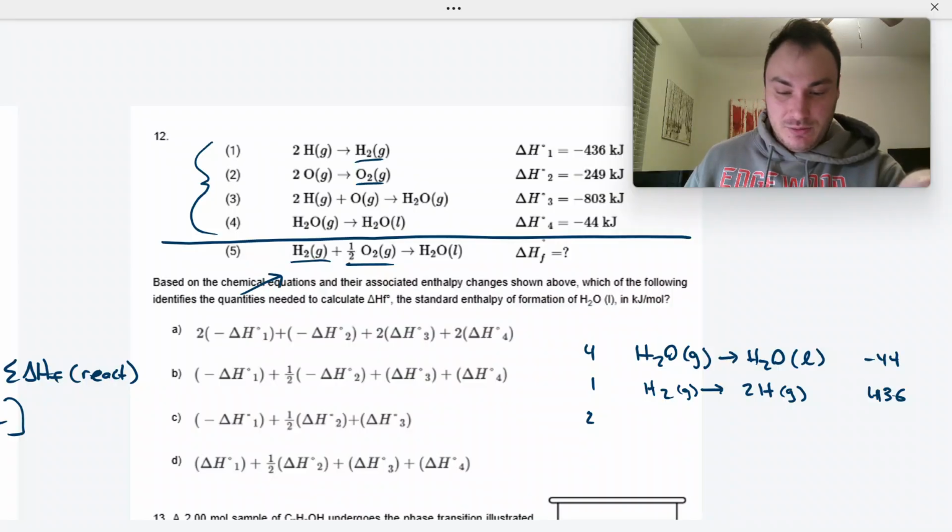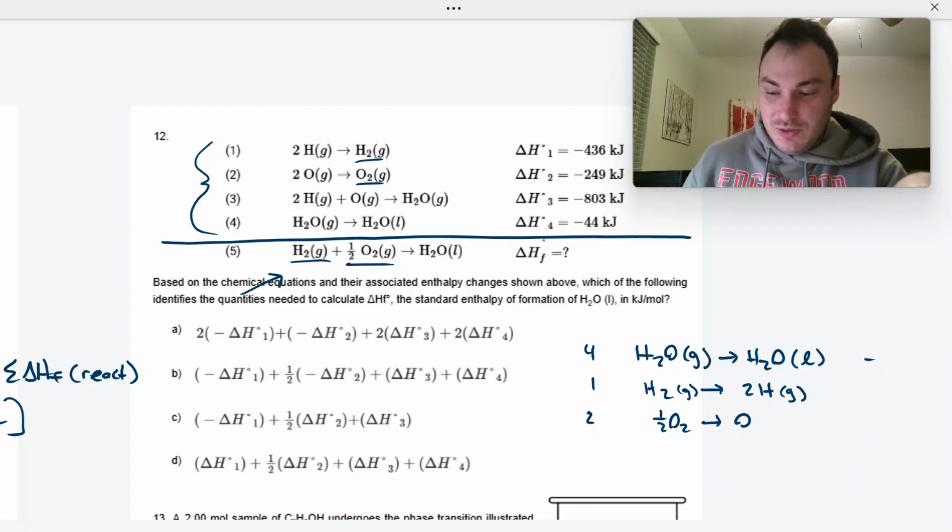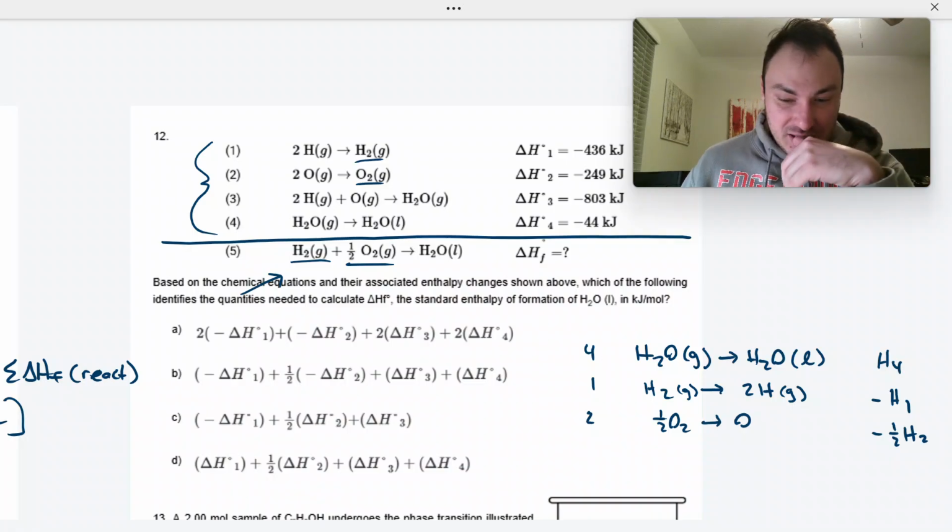So we get 1/2 O2 yields O, and we get negative 249 divided by 2. I'm just realizing it doesn't actually have the numbers here, it just has the changes. So let me erase these. So this was enthalpy 4, this was negative enthalpy of 1, this was negative 1/2 enthalpy of 2. Does that get it? I don't think it does.